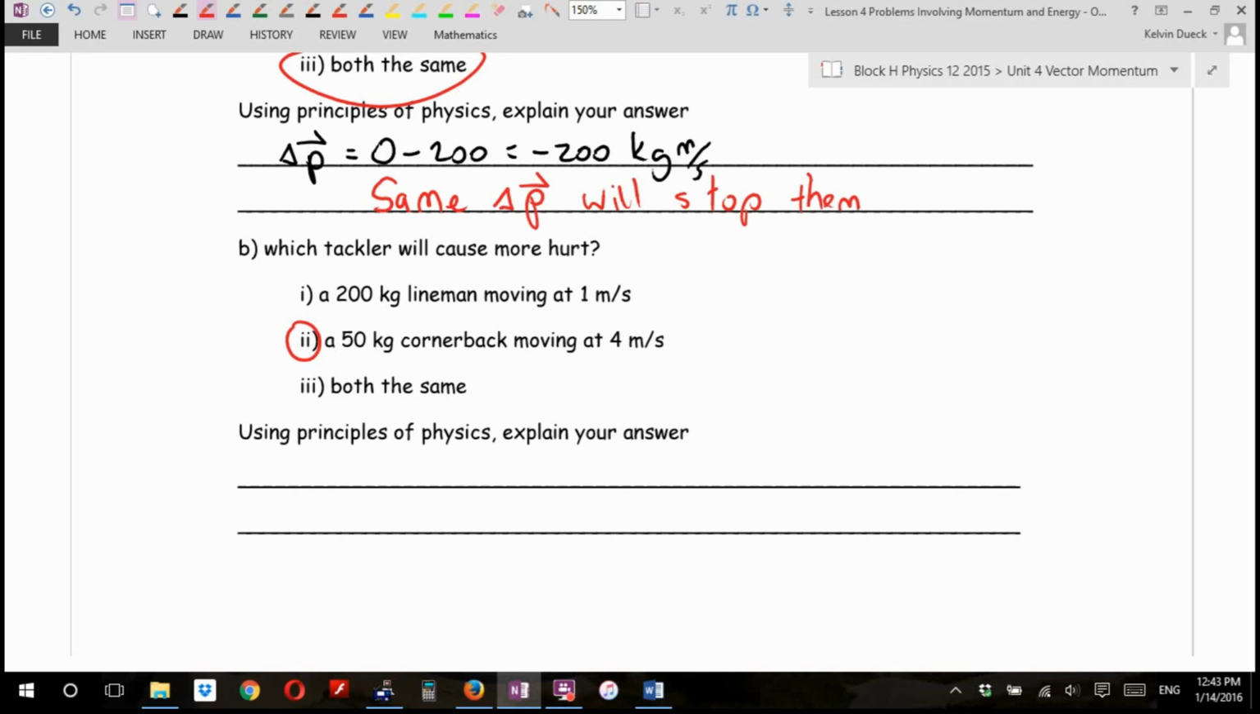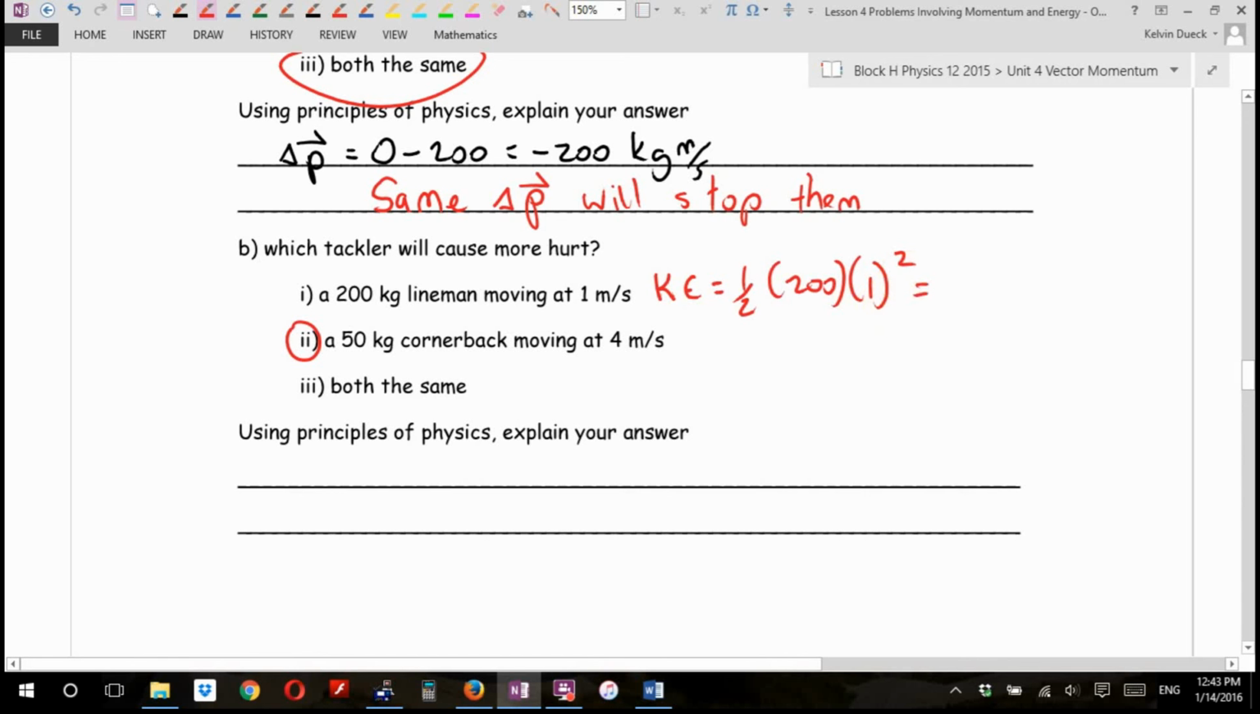There's an easier way to think about it, actually. We're just using these numbers. Energy. Because at the end of this collision, how much kinetic energy will there be? 0. Where will it go? Into deforming the fullback. So, how much kinetic energy does this lineman have? A half times 200 times 1 squared.